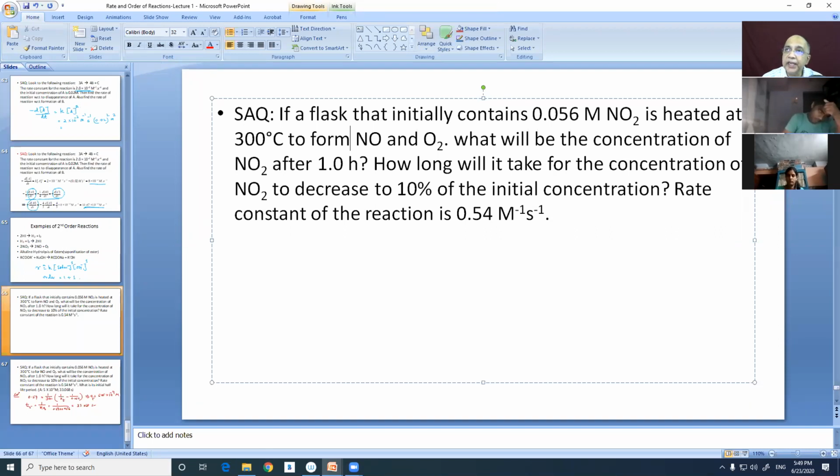That means A by A0 is 0.1. How long will it take for the concentration to decrease to 10% of the initial concentration? So A by A0 will be 0.1. The rate constant is given as 0.54 moles per liter per second. From the unit itself, we know that it is a second order reaction.